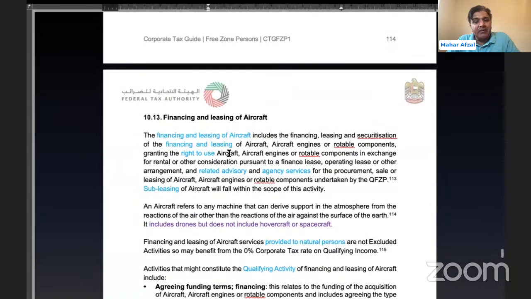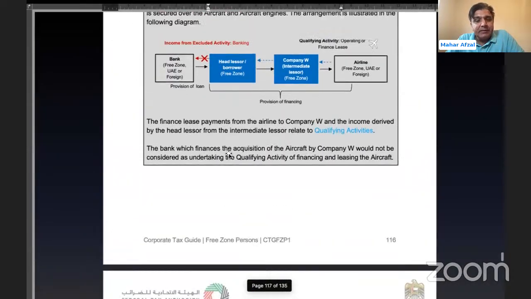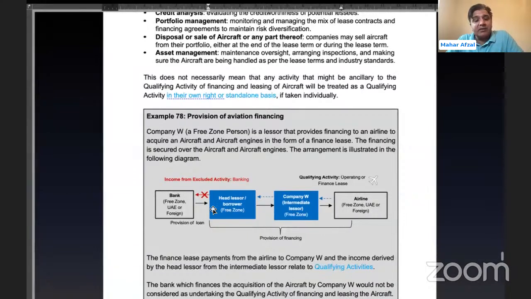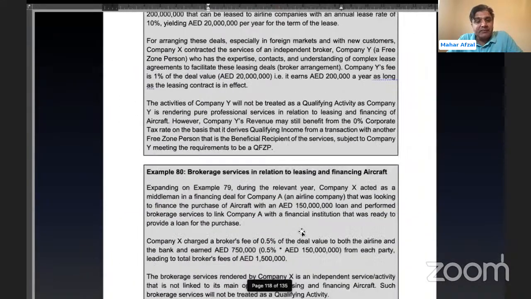Leasing of aircraft, I think nothing is unusual. If you are financing a leasing of aircraft to any person in the free zone or out of the free zone, it will fall under the qualifying activity. Here you can look into the example, leasing services. This bank is a free zone person providing these services. Leasing is itself an excluded activity, but if this lessor is providing operating or finance lease to the company, it will be a qualifying activity.